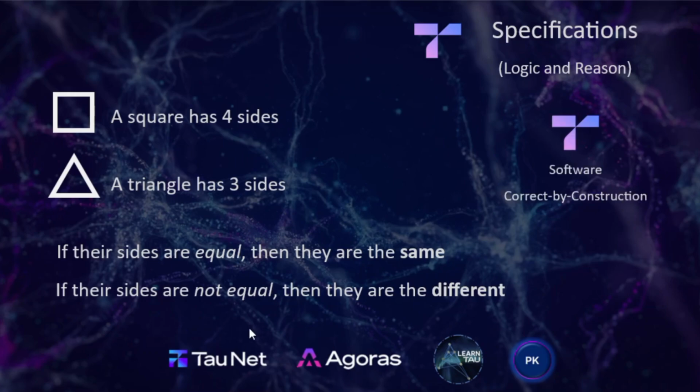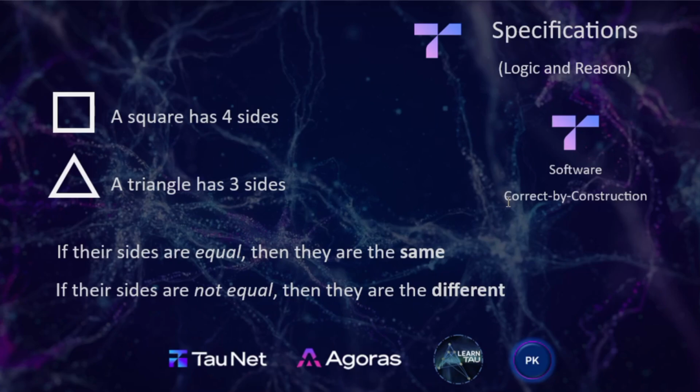Then Tau will give an executable software that is correct by construction, which means it is 100% guaranteed to be aligned with our logical specifications. So for example, you're a programmer and you have a client, let's say a school, and this software is intended to teach a child in kindergarten. You want to make sure that your software will work correctly.